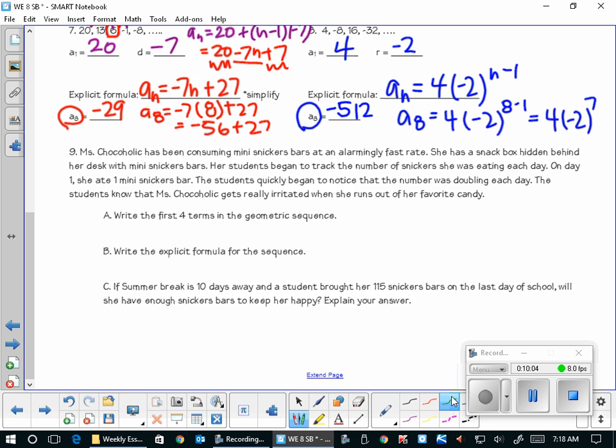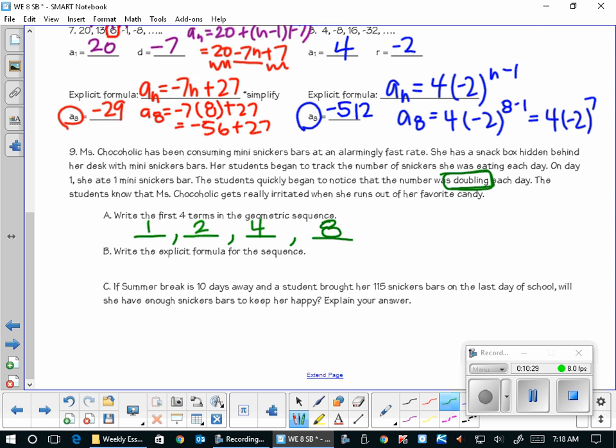So let's write the first four terms of the geometric sequence. So 1, 2, 3, 4. Okay, well the first term says on day 1 she ate 1. Alright, and then our keyword here is doubling. So this must be geometric because we're multiplying by 2. So 1 times 2 is 2. 2 times 2 is 4. 4 times 2 is 8.